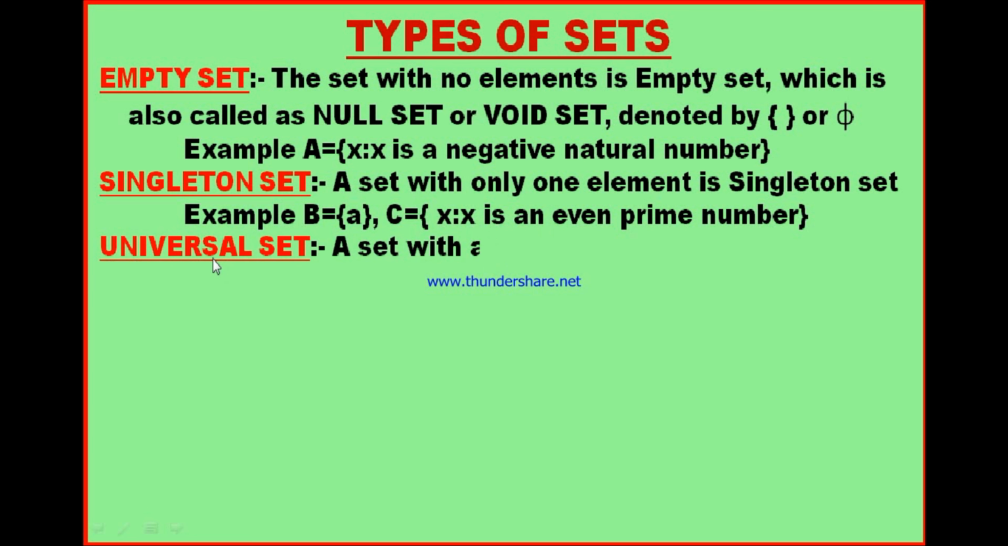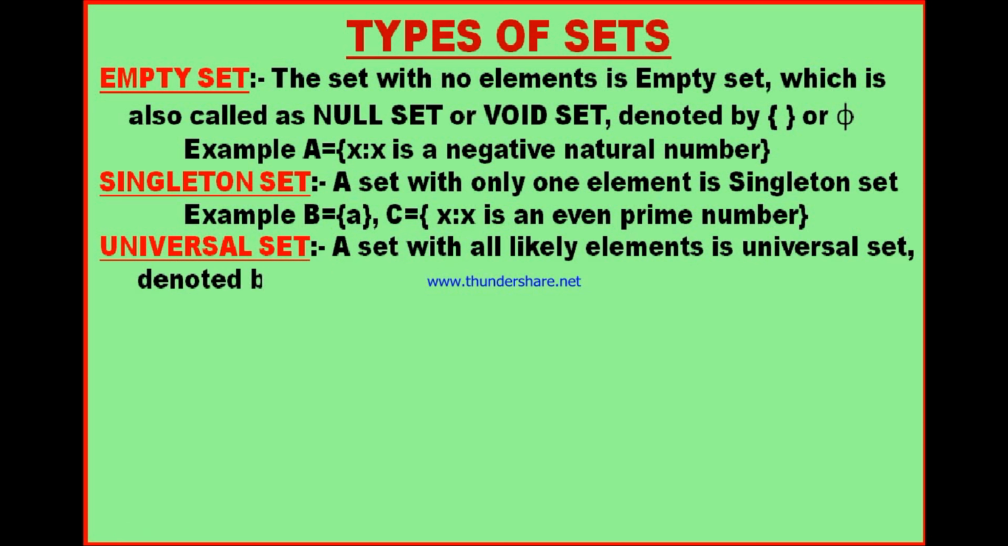And the third one is the universal set. A set with all likely elements is called a universal set. And this universal set is represented by U or mu. These two are used to represent a universal set.